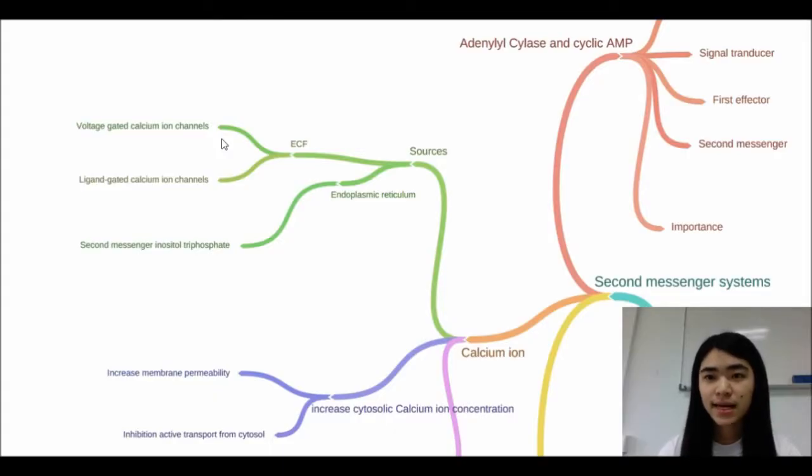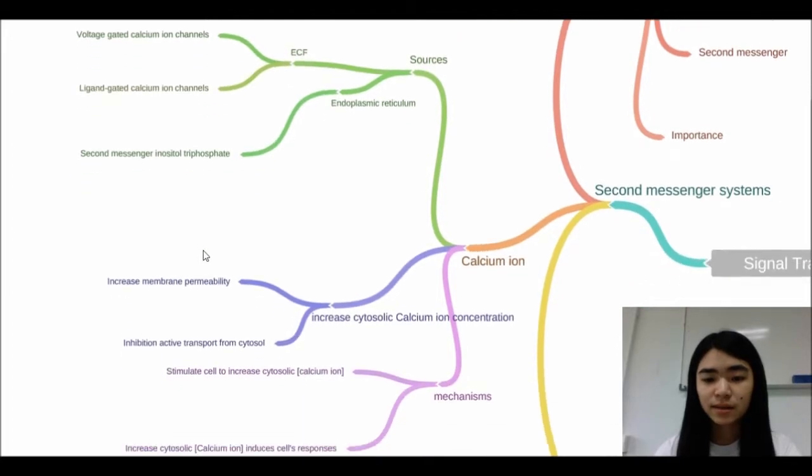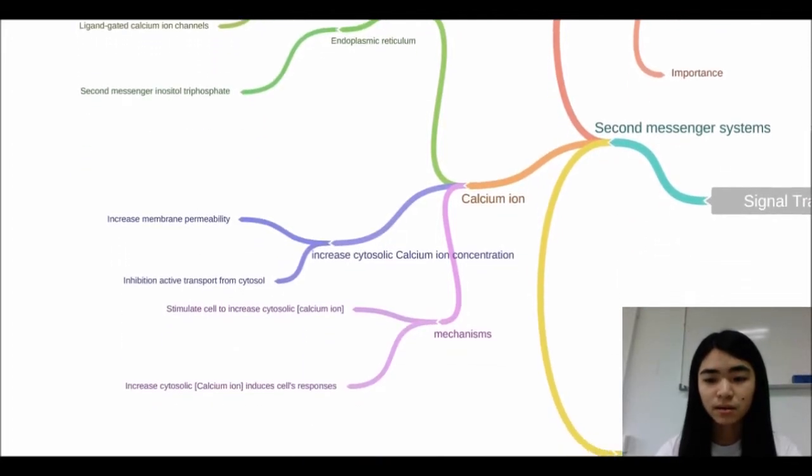Other than adenylyl cyclase and cyclic adenosine monophosphate, calcium ion also serves as a second messenger. Calcium ion can enter the cytosol from two sources, which are the extracellular fluid and the endoplasmic reticulum. From the extracellular fluid, the calcium ion can enter the cytosol through voltage-gated calcium ion channels or ligand-gated calcium ion channels. From the endoplasmic reticulum, the process is induced by a second messenger, which is known as inositol triphosphate. It can activate the opening of the calcium ion channel. Electrochemical gradient favors the movement of calcium ion into the cytosol.